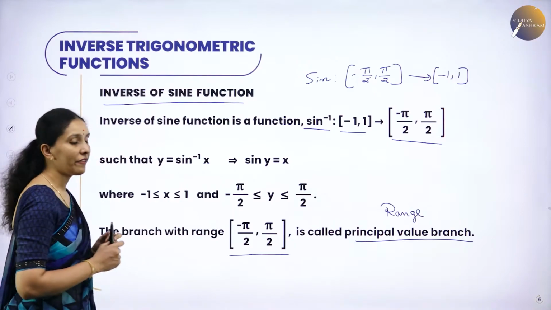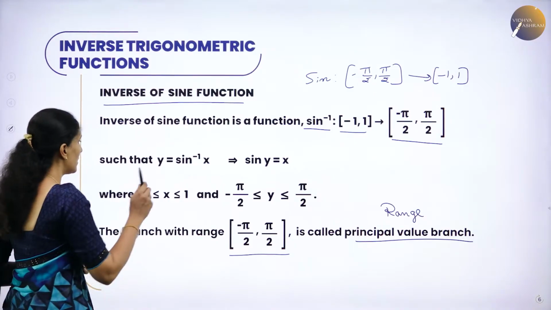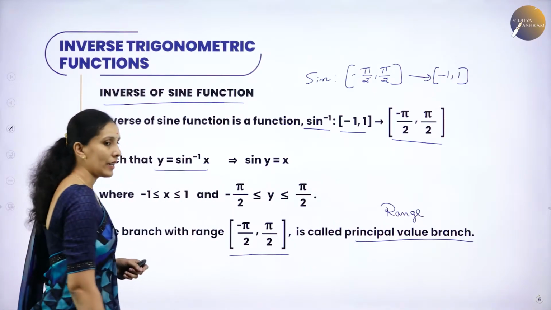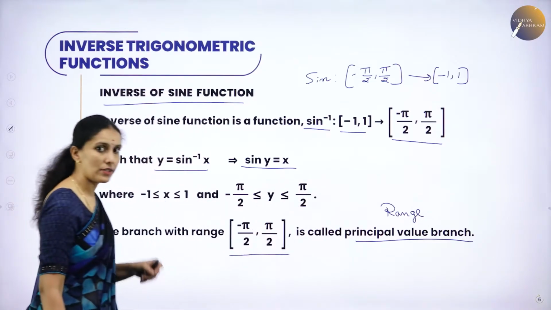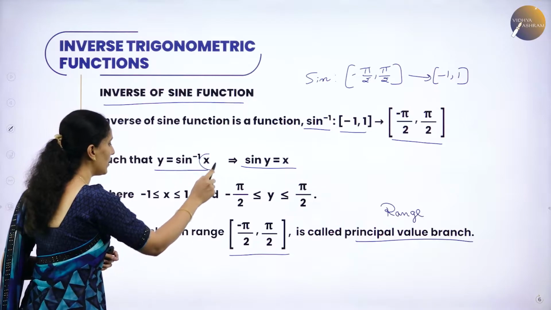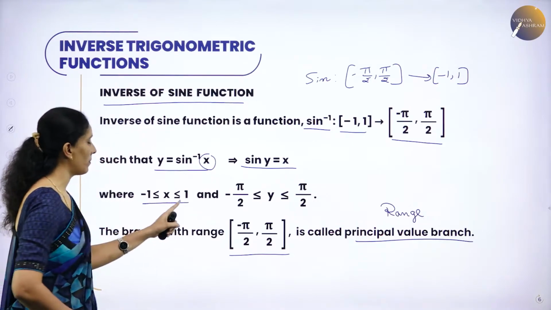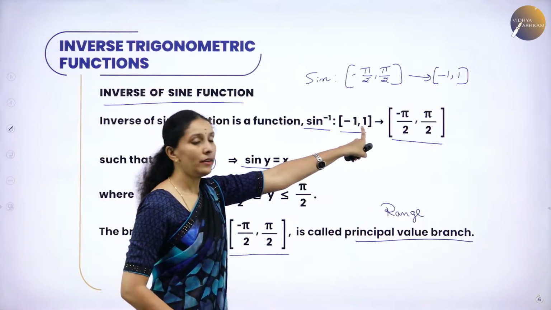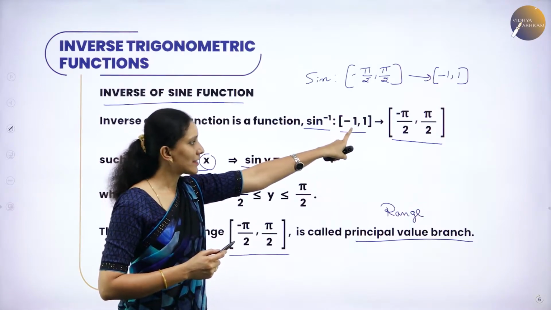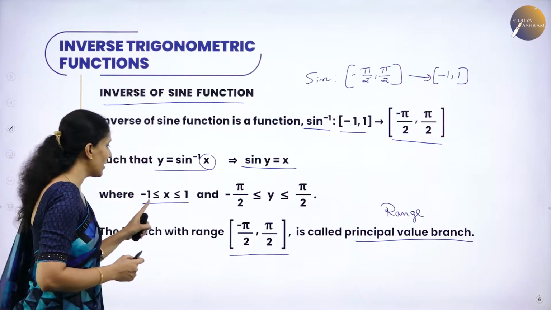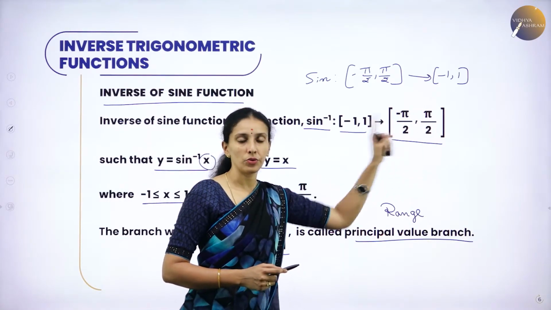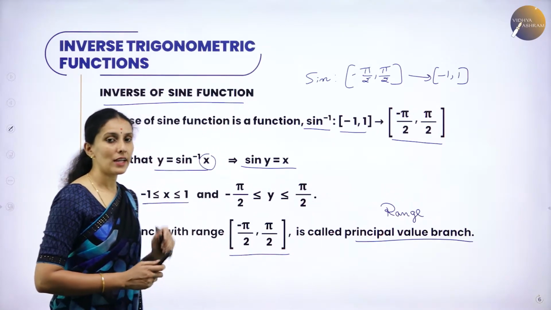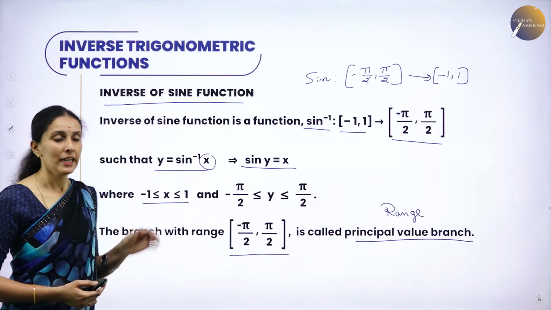Now, how do we define the inverse of a function? Suppose we take y is equal to sine inverse x, then we can write sine y is equal to x, where x takes the values from minus 1 to 1, because this is the domain, that is, x can take only the values from minus 1 to 1, and y can take values from minus pi by 2 to plus pi by 2. This is how the inverse of a function is defined.